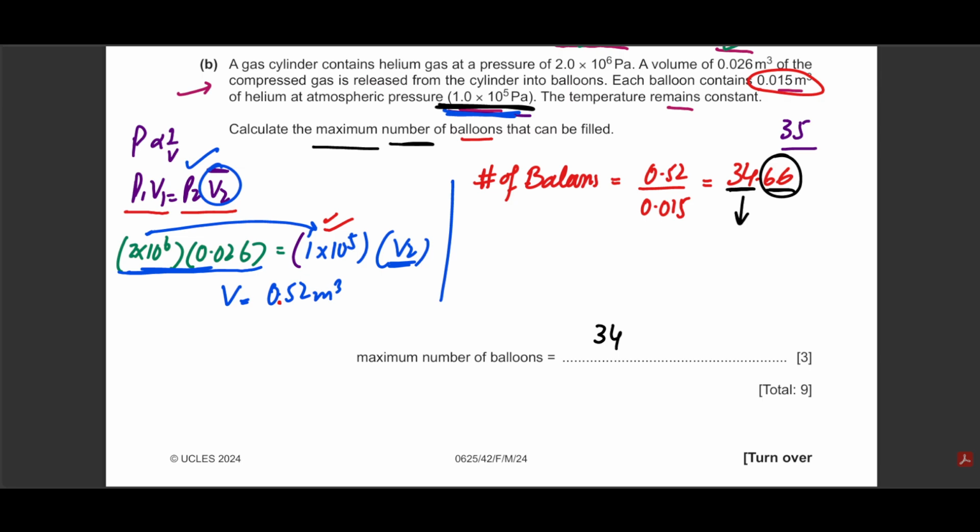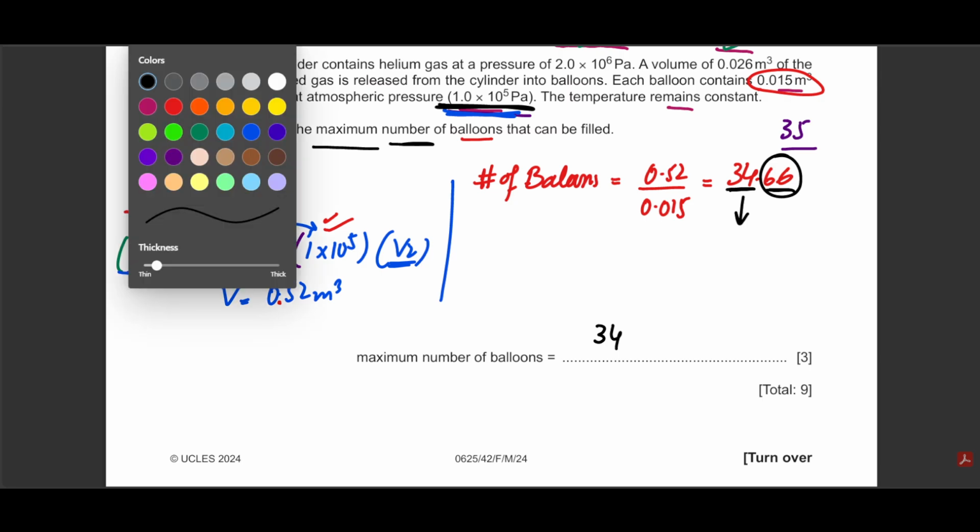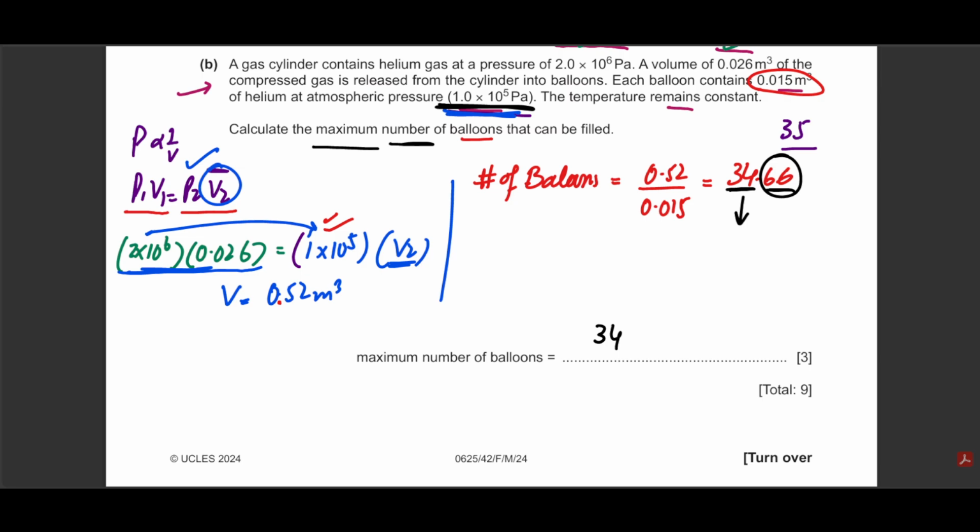So be careful that in some questions we don't pay much attention to the mathematics of the value, but rather the sense of the question itself. We can't fill in the 35th balloon, so we will settle at 34.